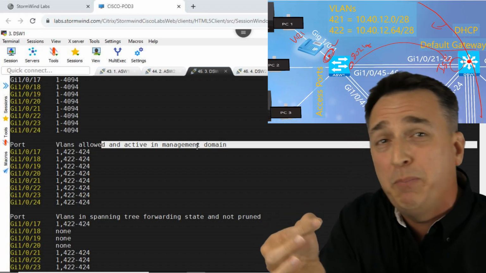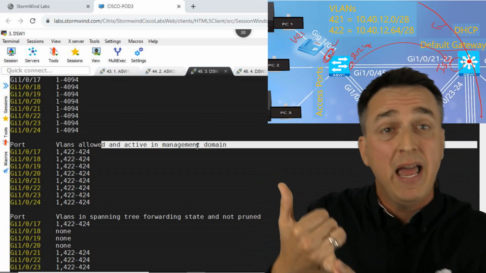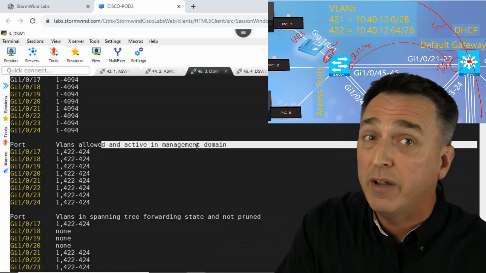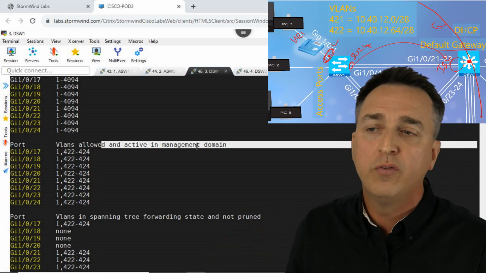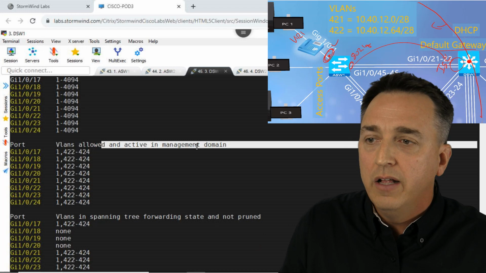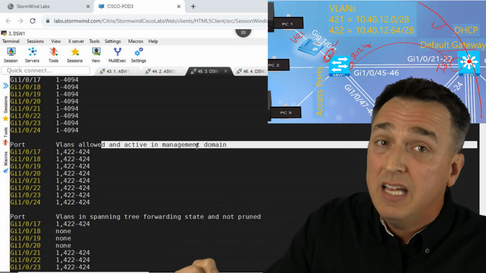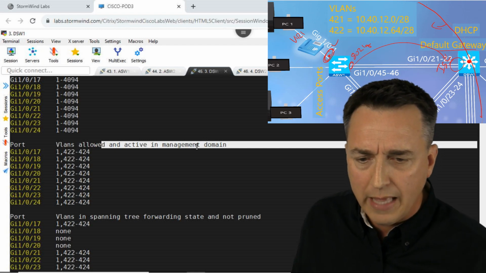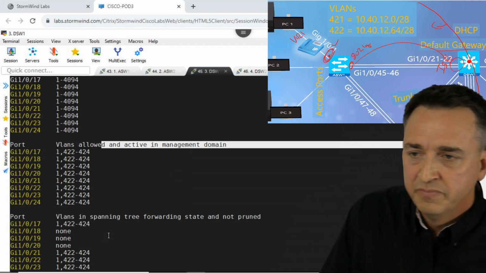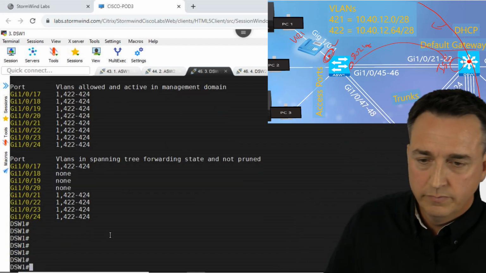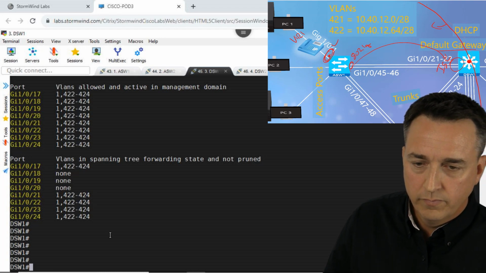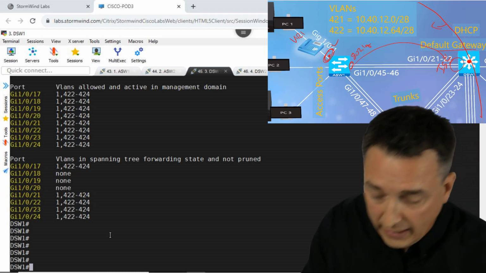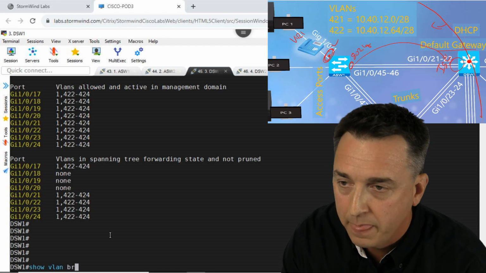Now, it might not be missing. It could be suspended. It could be shut down as well, the VLAN itself. So we've got to verify whether the VLAN's actually missing or whether it's suspended or shut down. Where could we do that, folks? Where could we do that? Show VLAN brief. Good. Yeah, let's do that.